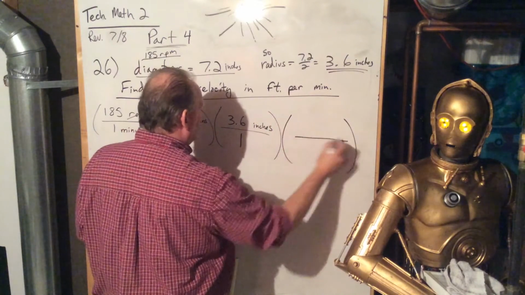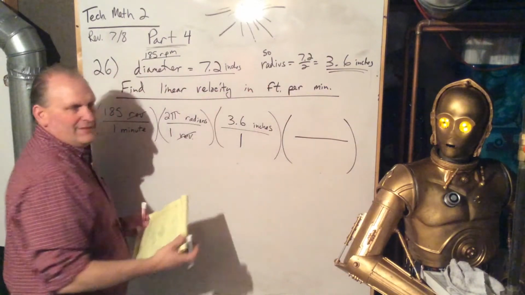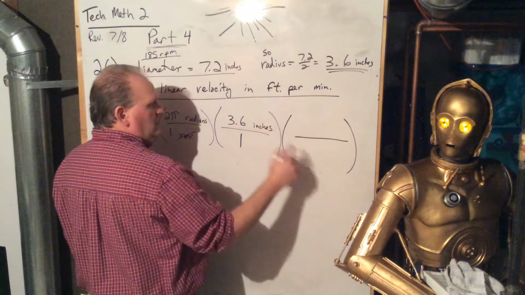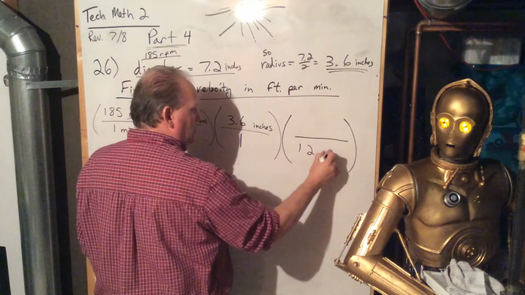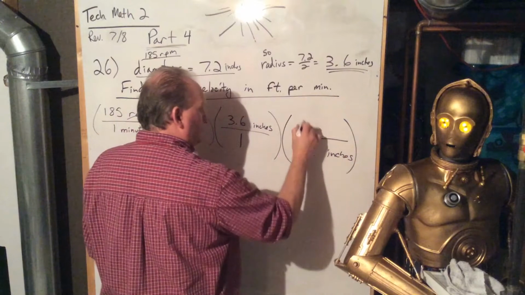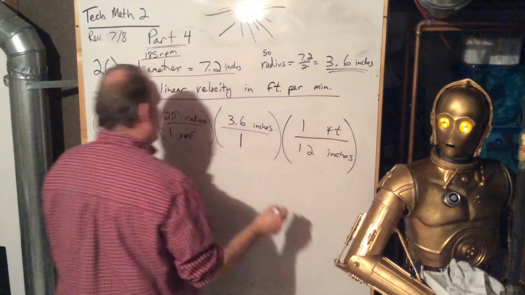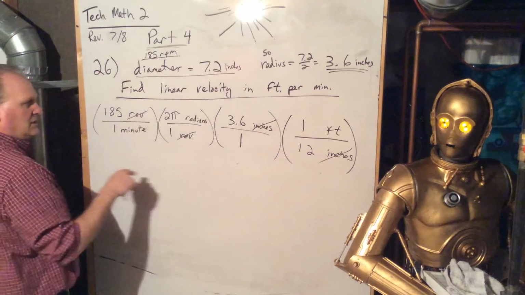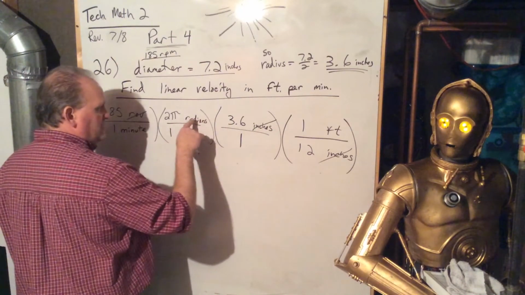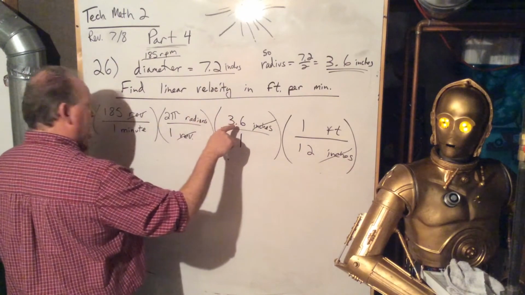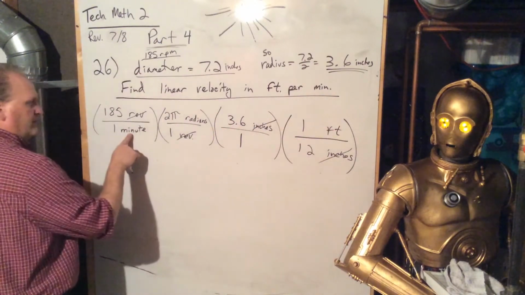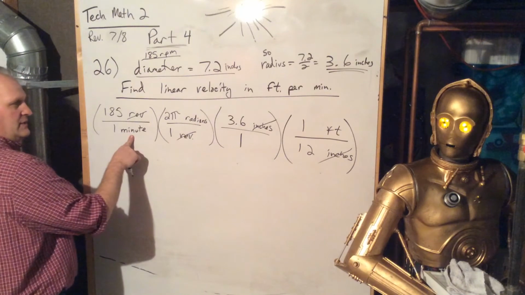On the test, they just leave it in whatever they gave it to you. You don't have to do this last thing on the test. So we have to think 12 inches in 1 foot, and that will kill the inches off. So the inches are gone, the revolutions are gone, the radians really disappear because we took the radians times that, and so we're left with feet per minute, which is what they want.